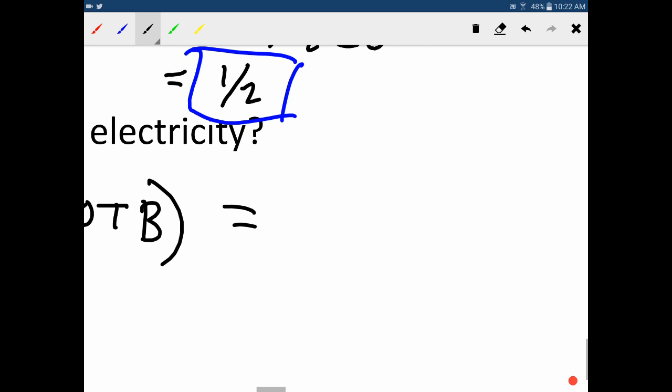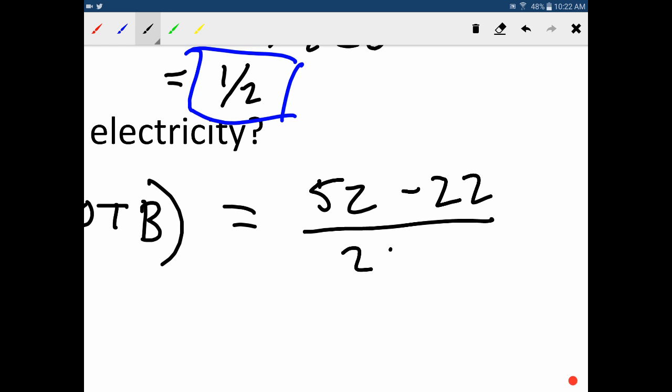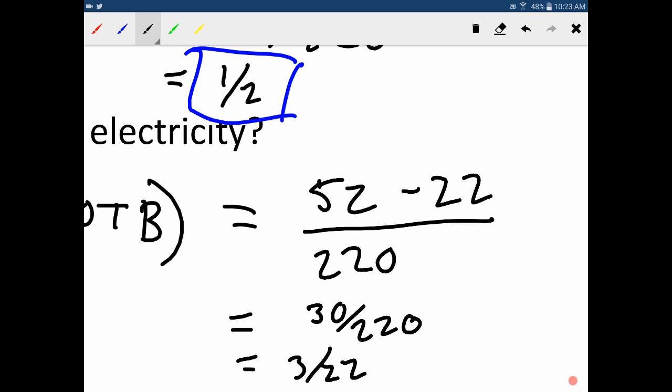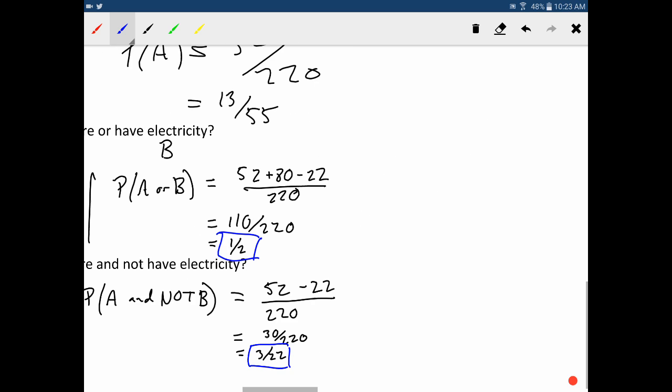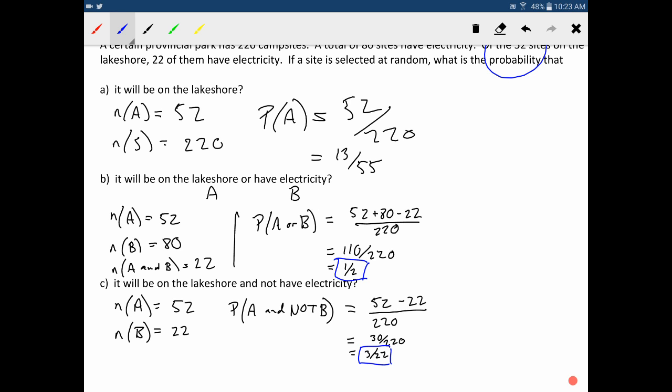In other words, we want to take the probability of all those lakeshore ones, which was 52. So we take the 52 and we say, well, but of those 52, there were 22 of them that had electricity. So I just want to remove those. Anyway, by taking all those lakeshore ones and removing the ones that have electricity, we're just left with 30 over 220. And that'll just reduce to 3 over 22. And that's it. All right, so there you go. So until next time, go Sabres.